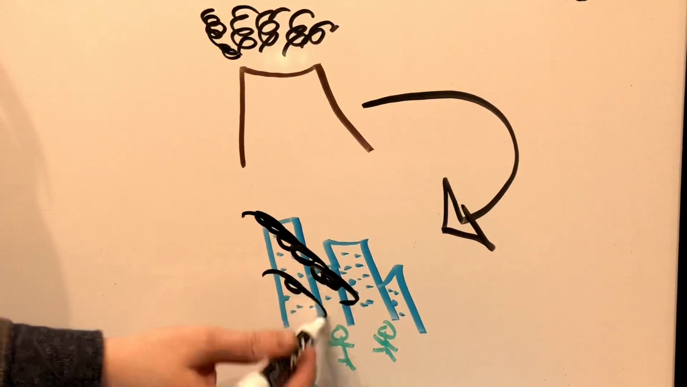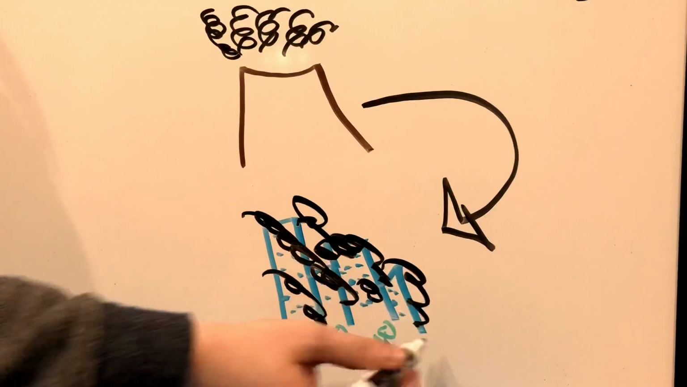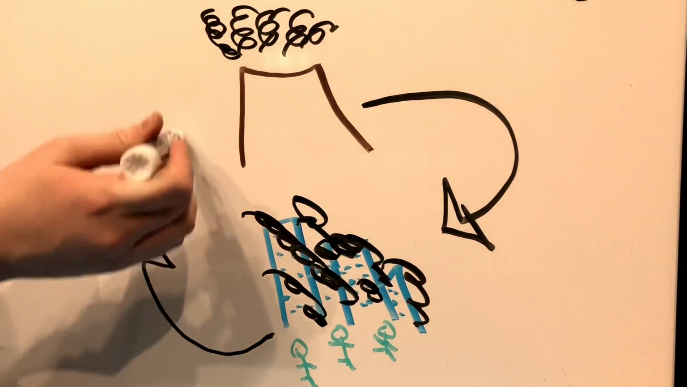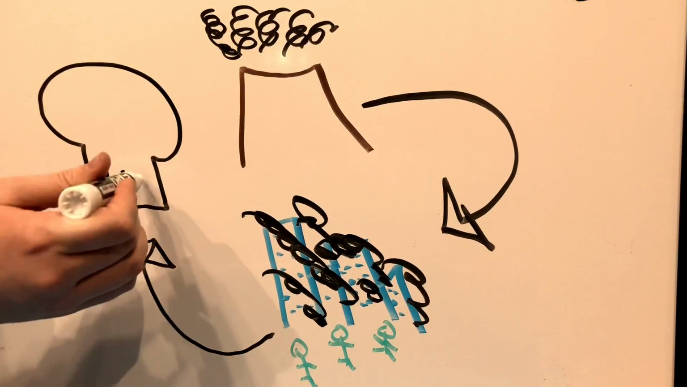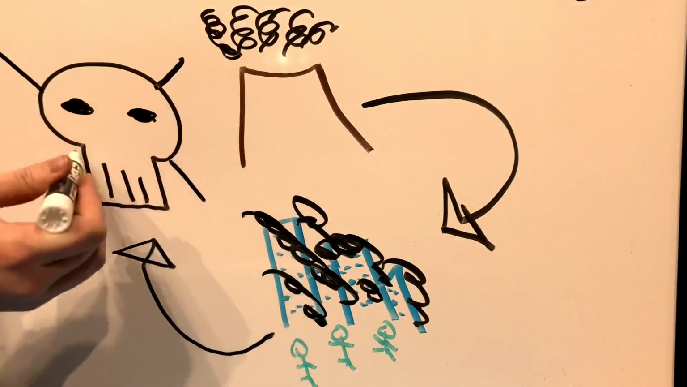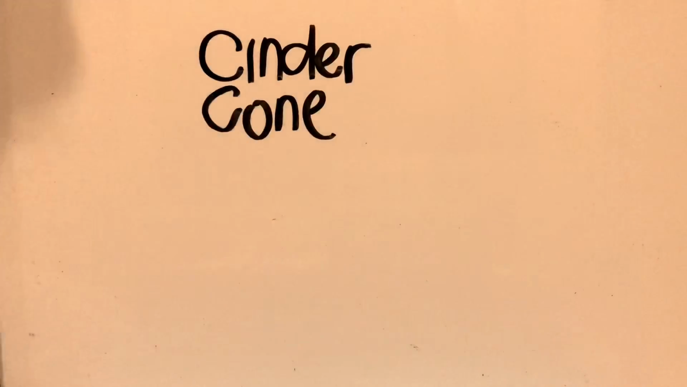So it hurts, and it also helps. It weathers away buildings and just really destroys a lot of things, and it can kill a lot of people because it also has poisonous gases that are at a really hot temperature.